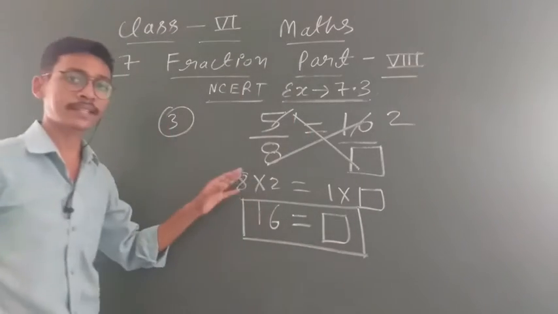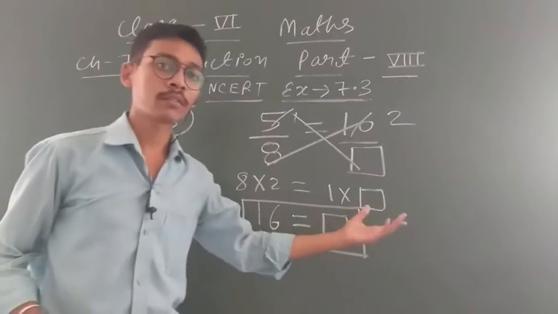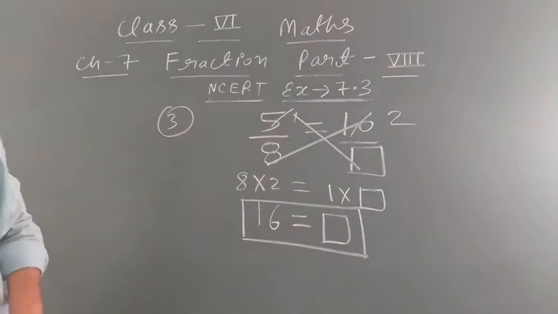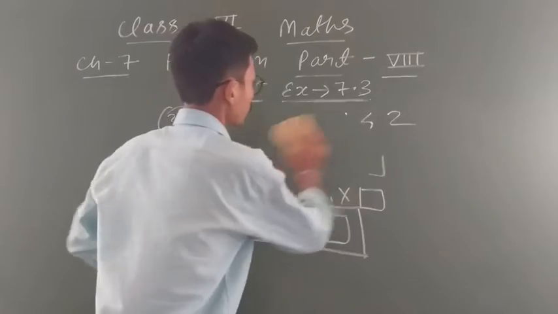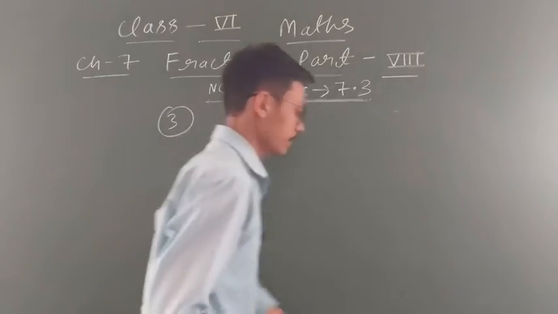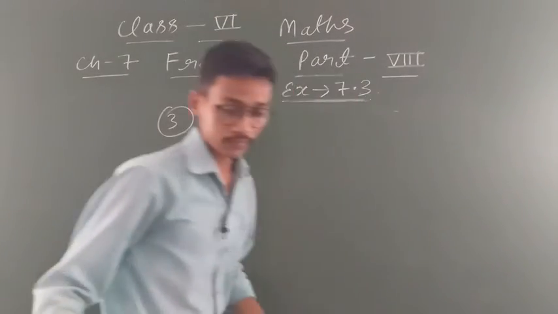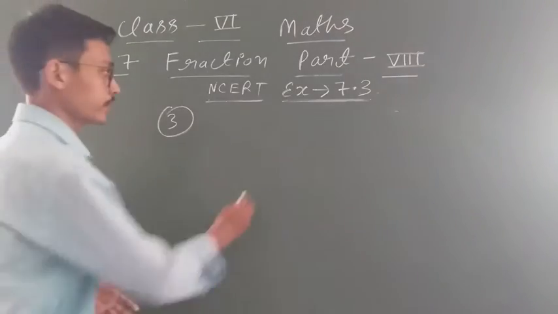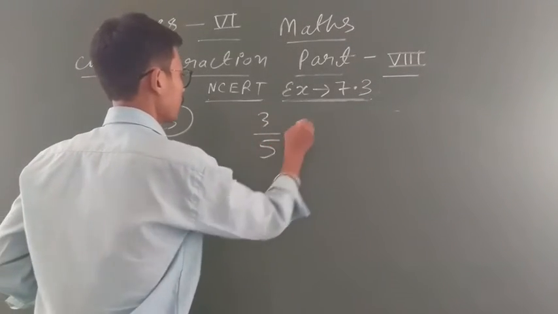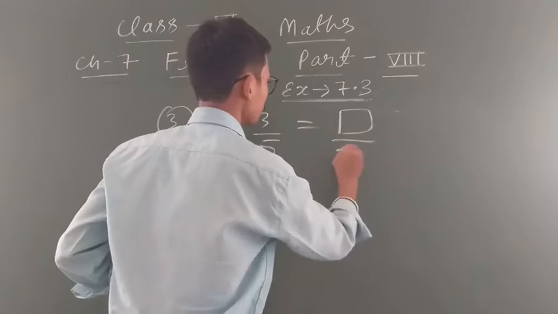See, it is very less time consuming. You can take 10 to 15 minutes hardly. You will solve the question. Okay, student. Now the next question I am going to solve based on this. And the question is given, student, like 3 upon 5 equal to box upon 20.